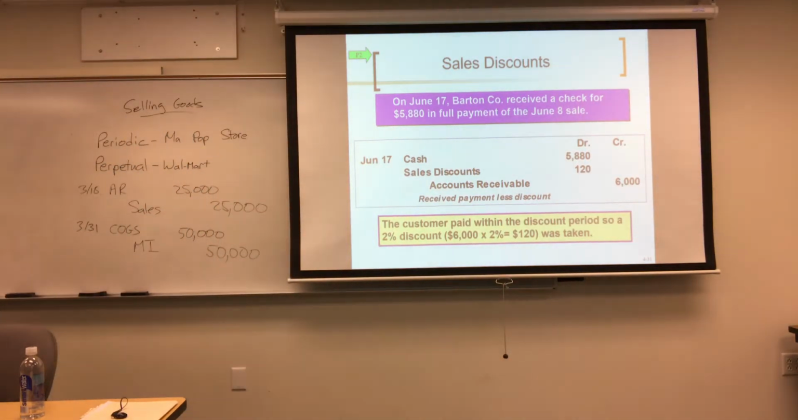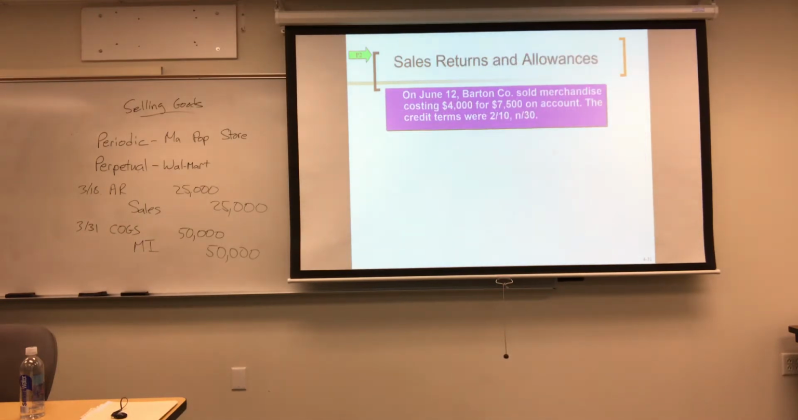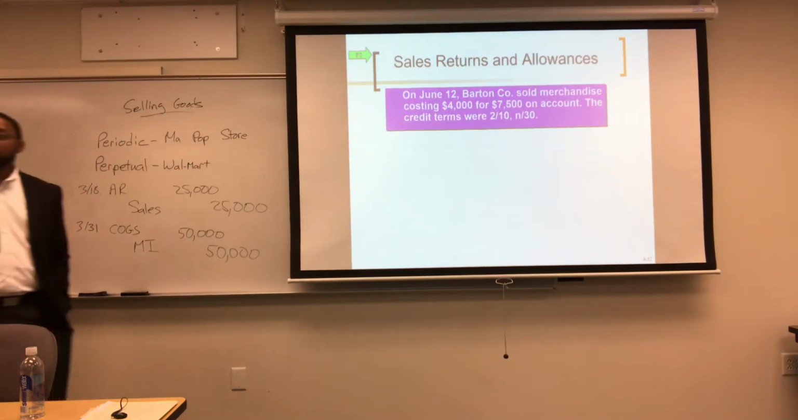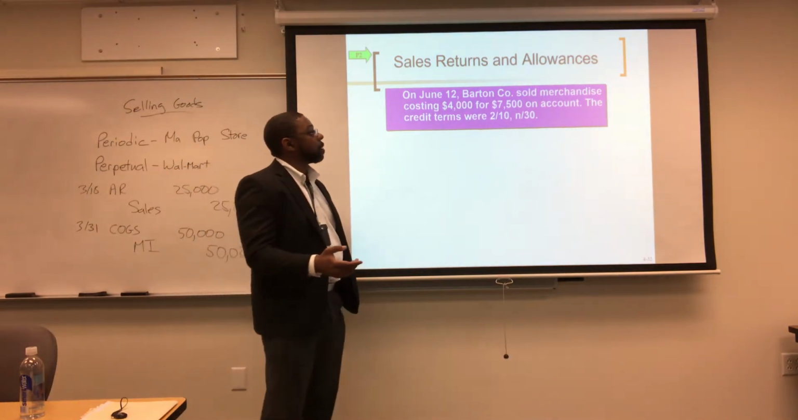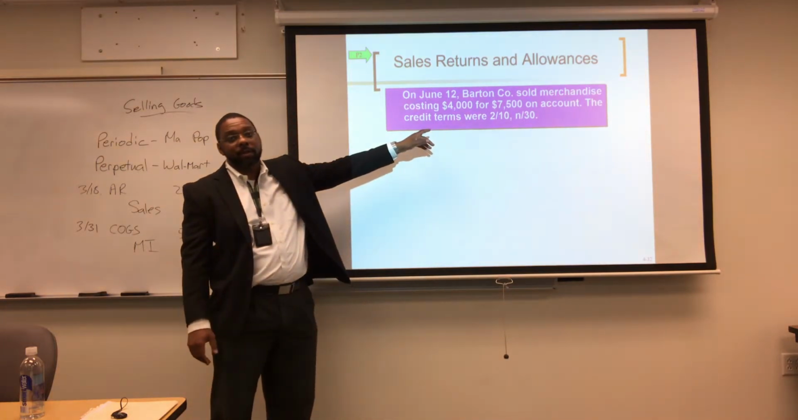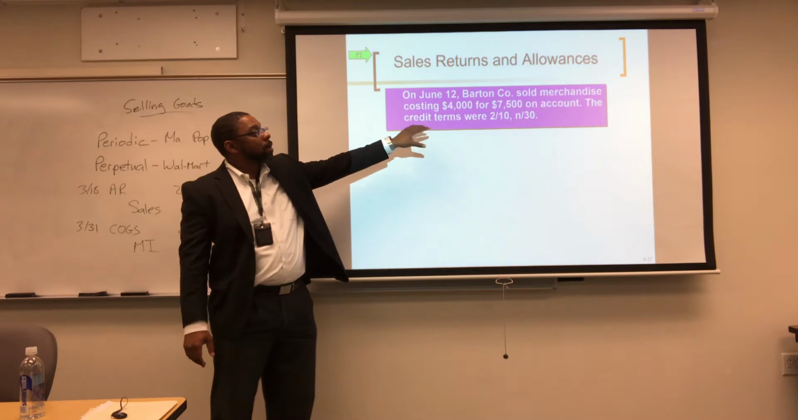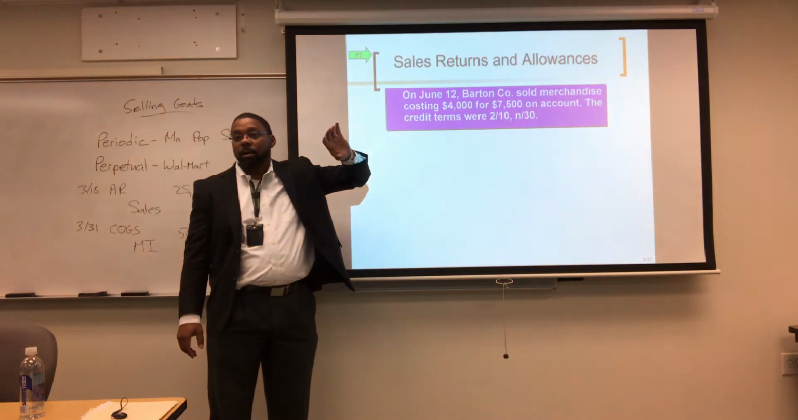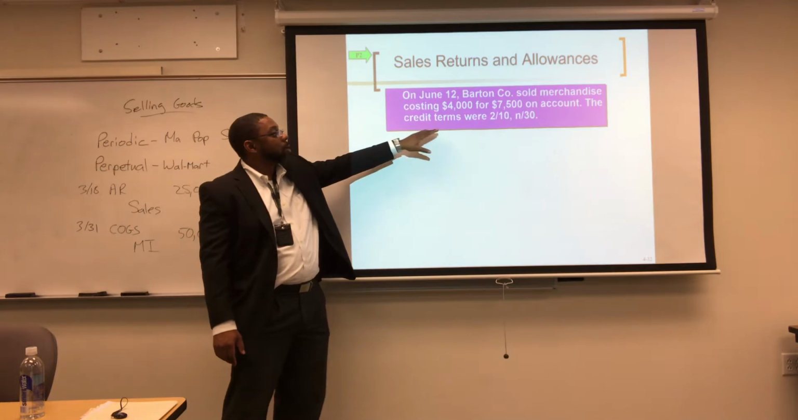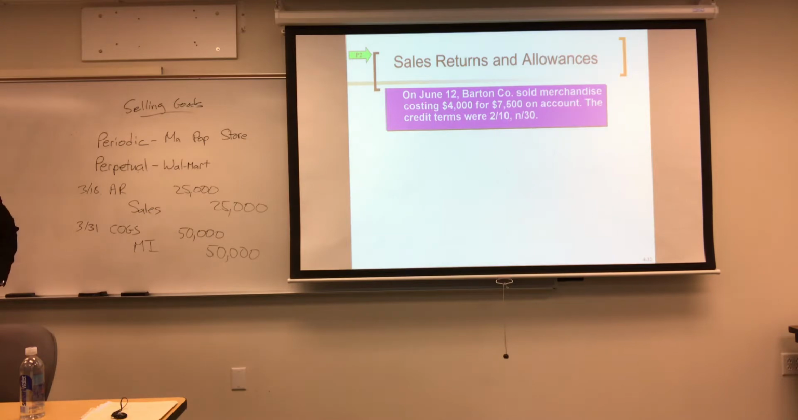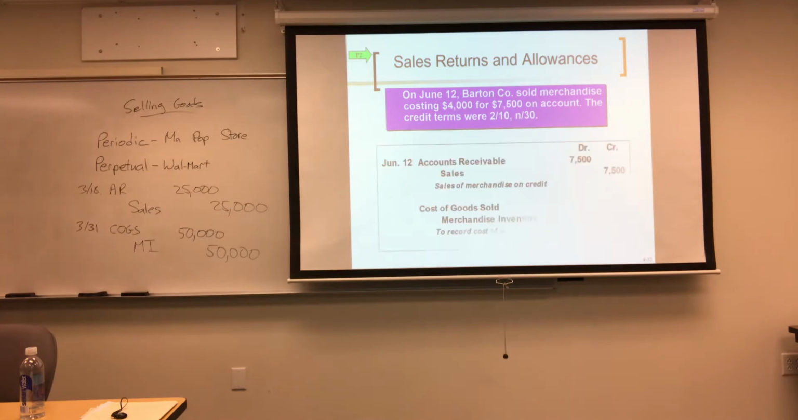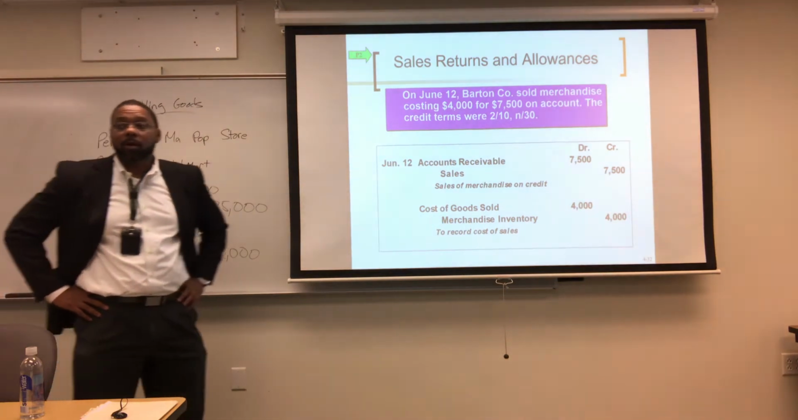All right. Next, we'll deal with sales returns and allowances. So remember, here we're selling a product. Barton Company sold merchandise costing $4,000 for $7,500 on account, meaning credit. The credit terms are 2/10, net 30. When they sell it, we're going to debit accounts receivable and credit sales for $7,500. We're going to debit cost of goods sold and credit merchandise inventory for $4,000.